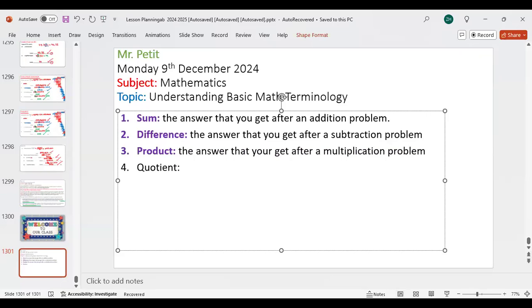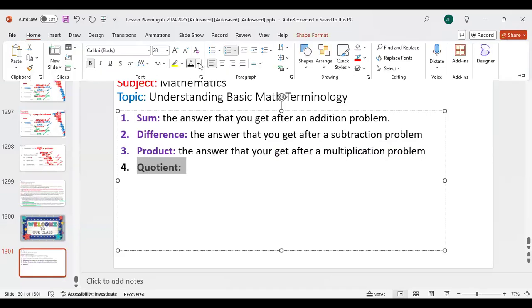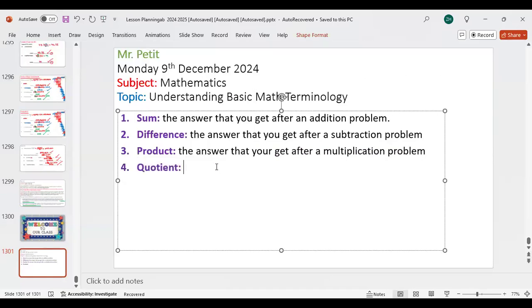Quotient. What is the quotient? The answer you get after a division problem. Very good. So the answer that you get after a division problem.